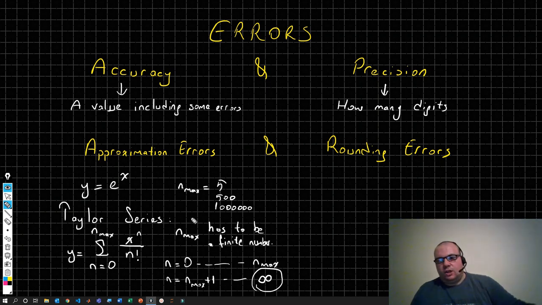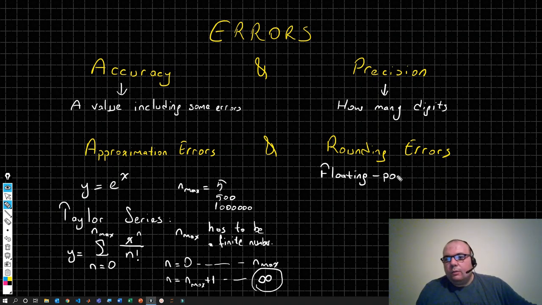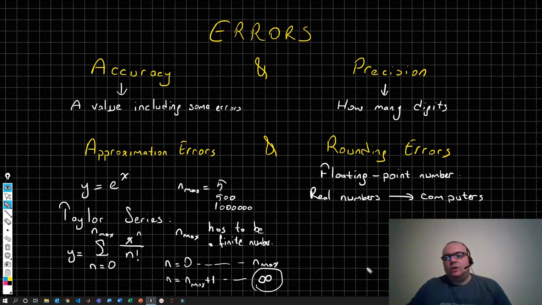But when it comes to rounding errors, then it's about floating point numbers. And it's the way we store real numbers in computers. Okay? So if we use floating point numbers, then it comes with an error, and we call this type of error rounding errors.